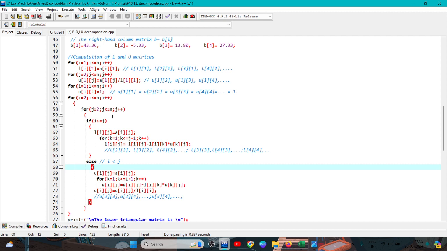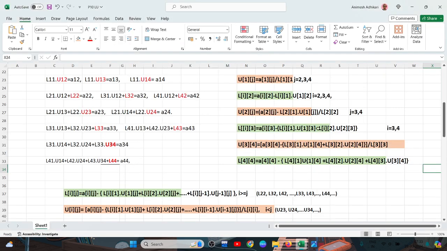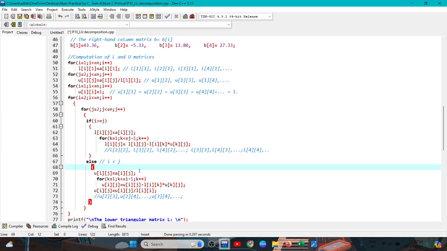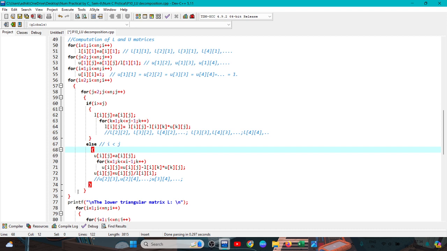Next, in the loop, j equal to 3, j equal to 4. Here i equal to 2, j equal to 4, so the condition 2 greater than or equal to 4 is false, and we enter the else branch. Here you calculate u24, so u2j with j equal to 4, and you get that element u24 by this relation.